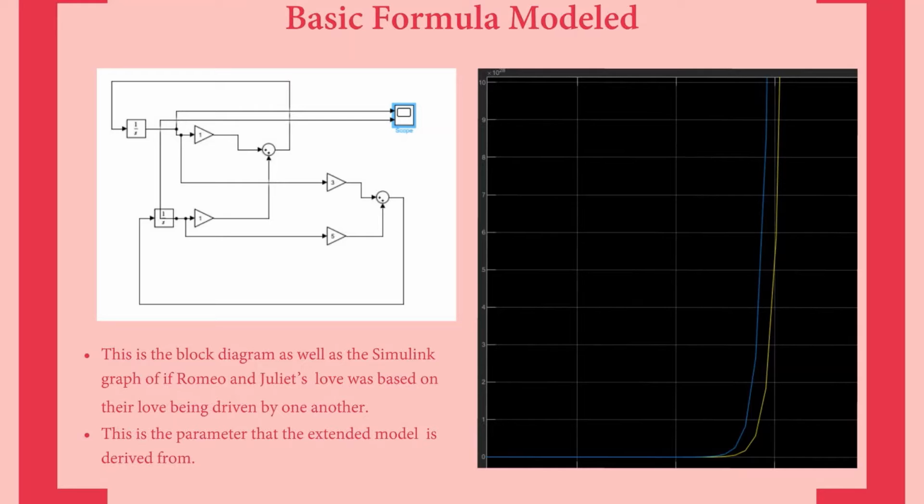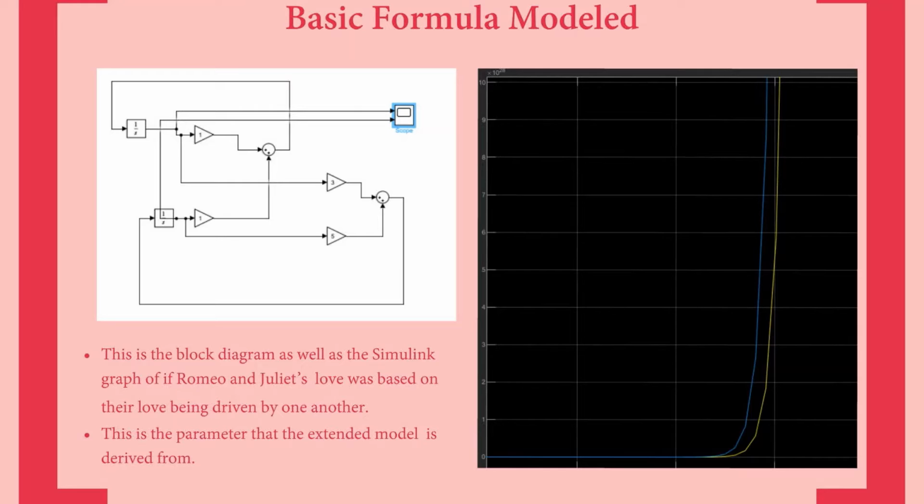As we can see on this slide, we have the basic formula modeled. This basic formula shows us that if Romeo and Juliet's love is represented by B and C, then their love will exponentially grow. They will continue to grow in love with one another, as shown here by the blue line and the yellow line. If Romeo and Juliet's love is dependent on their own love, which is A and D of the original equation, then they will eventually grow indifferent of each other and move away from each other.